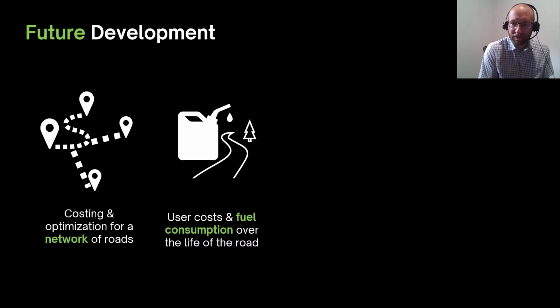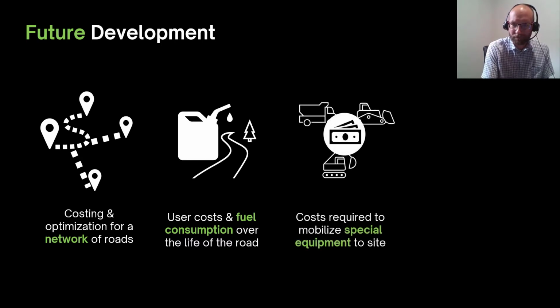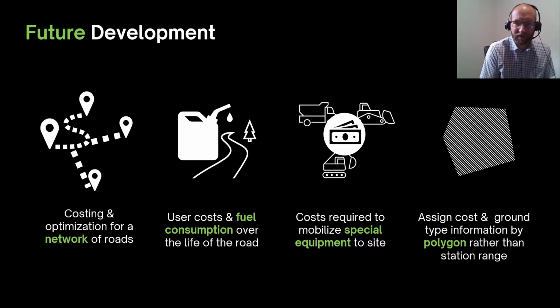We'd also like to incorporate road user costs and fuel consumption over the life of a road, rather than just looking at it from a construction standpoint. We'd like to account for the costs required to mobilize special equipment to site. So an example would be if you expect to encounter a little bit of rock, well, accounting for having to mobilize that drill to site and including that in the costing equation. And being able to assign costs and ground type information by polygon rather than by station range.